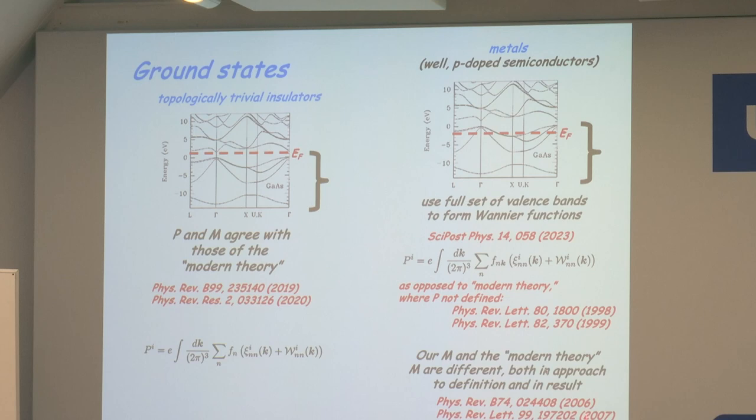And they're different in the result, and they're also different in the approach. Because the modern theory involves introducing a chemical potential. Here, we have our Wannier functions, and we just work everything out in terms of the Wannier functions. So this f_nk can be a non-equilibrium distribution function for the occupation.